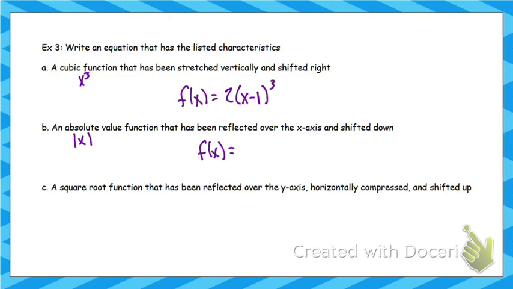Okay, so reflected over the x-axis, okay, that's going to be a negative out in front. So that's absolute value of x. Shifted down, that's going to be a minus. That's going to be on the outside. So minus, let's say 10.